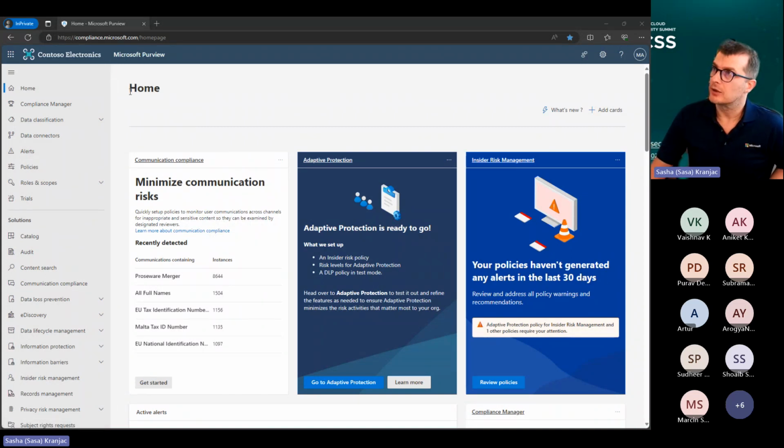So let's go over the compliance.microsoft.com portal. As you visit the compliance management portal, you would be presented with the home screen, where you can see the communication compliance, insider risk management, everything that is in here. You can actually add more cards or remove these. You can tailor this one. So the landing page has to give you the right away information, what is going on.